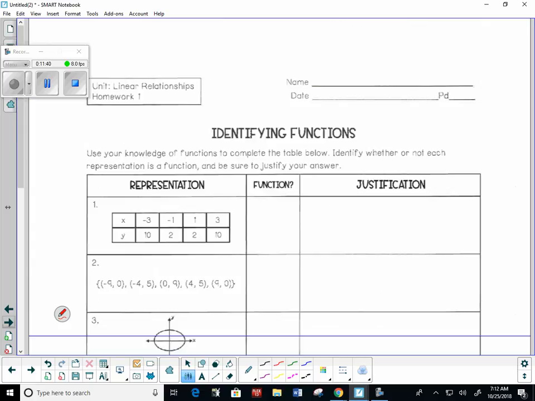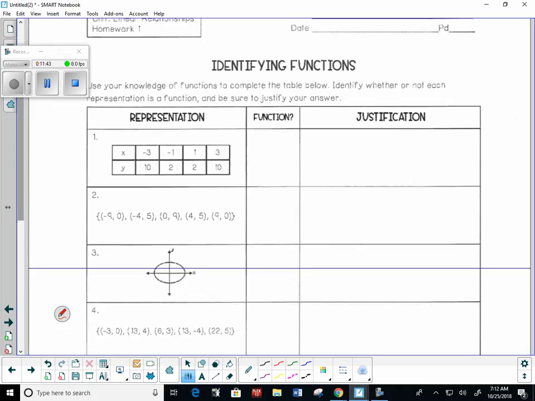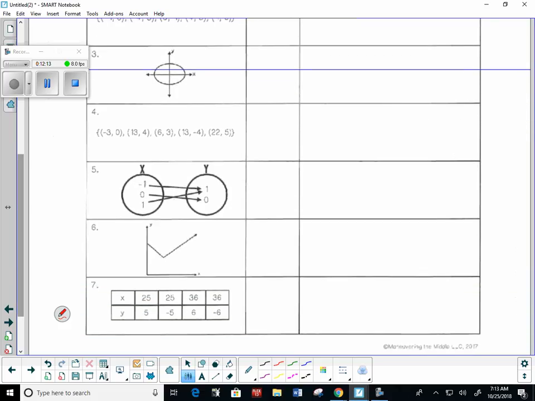Your assignment now is to answer these questions. Basically, use your knowledge of functions to complete the table below, identify whether or not each representation is a function, and be sure to justify your answer. So you're going to look at it. You're going to see, do we have anything repeating, yes or no, and you're going to justify it. One of your answers would be yes or no, because the input has exactly one output. Yes or no, it passes the vertical line test. So those are basically the answers that you're going to be having. Vertical line test, each input has exactly one output. Be very careful with the mappings, okay?